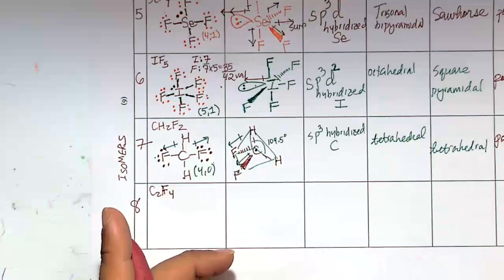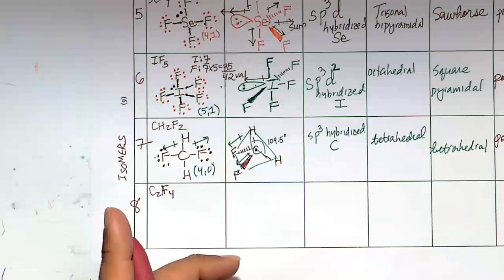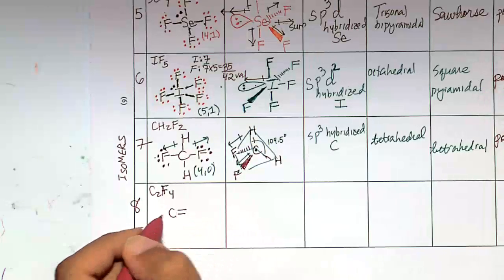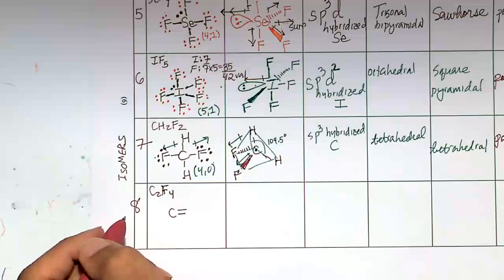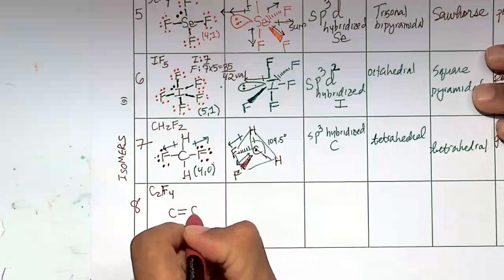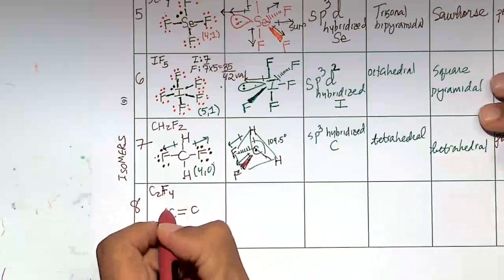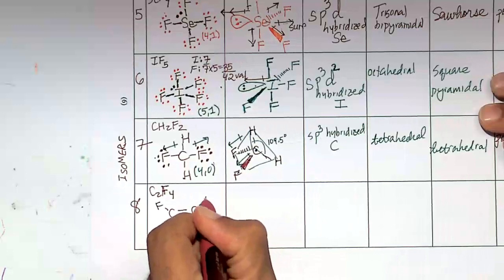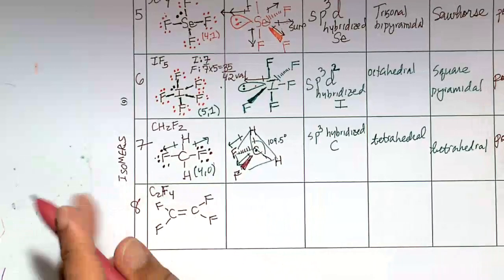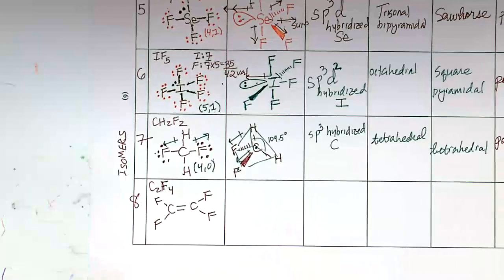Okay, carbon loves 4, and carbon loves to make a bond with another carbon. So how would we do this? A double bond with C, yes. Okay, double bond with C and then F4. Okay, that's fine. C2F4, that's correct.